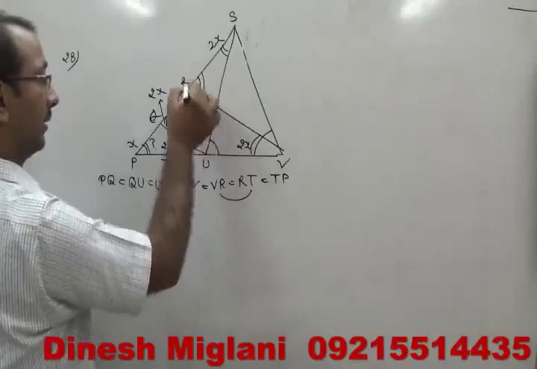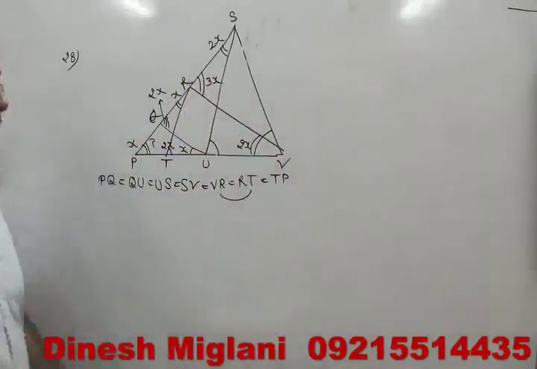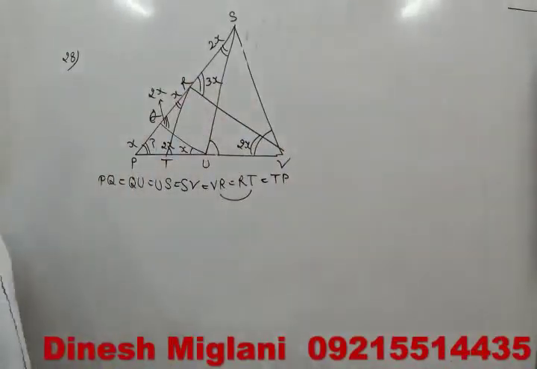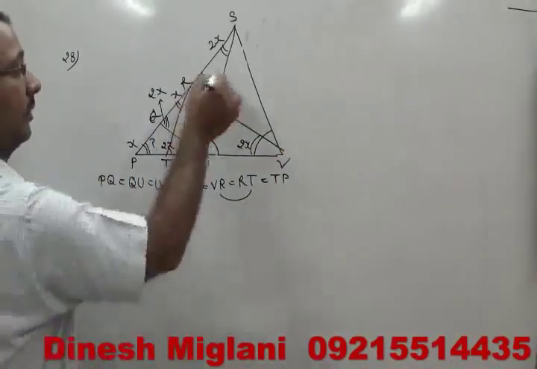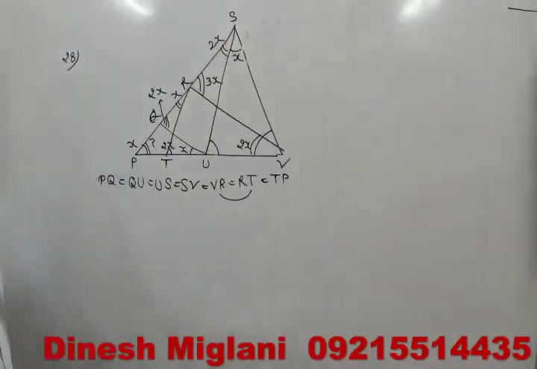Now this angle is external angle to this triangle. So this must be 3x, because this is 2x and this is x. It must be 3x. Next. VR is equal to SV. It means this is 3x, this is 2x. This must be x. Okay.